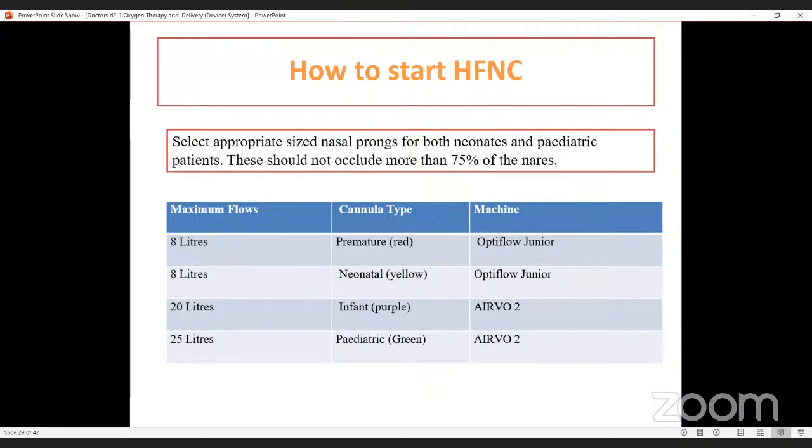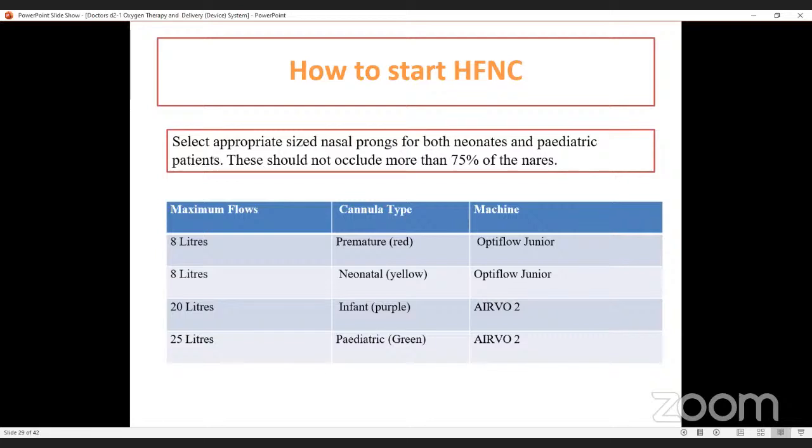How to start? So select appropriate size nasal prongs for both neonates and pediatric patients. They should not occlude more than 75% of nares. तो उसका diameter थोड़ा सा कम रहे. Snugly fitting नहीं होने चाहिए. Maximum flows अगर premature है तो 8 liters per minute पे दे सकते हैं, और neonatal है तब भी 8 liters per minute पे दे सकते हैं.